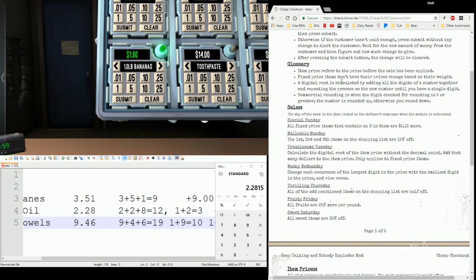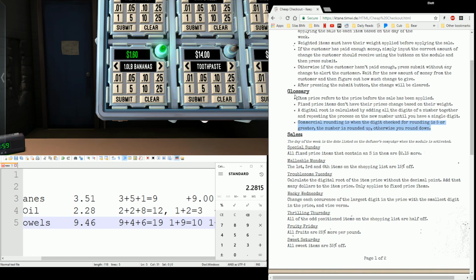Again, remember, and it does say a few things that are important here in the glossary. Item price is the price before the sale is applied. Fixed item prices don't have their prices changed based on weight, so those are your first four. Here's how you digital root. It mentions that you use commercial rounding. That's just round up on a 5 or more, down on a 4 or less. This is important. Weighted items must have their weight applied before applying the sale. You saw we did that when we solved some. We would figure out what the cost was for 1.5 pounds of oranges, and then we do whatever the sale rule is. You must go in that order.